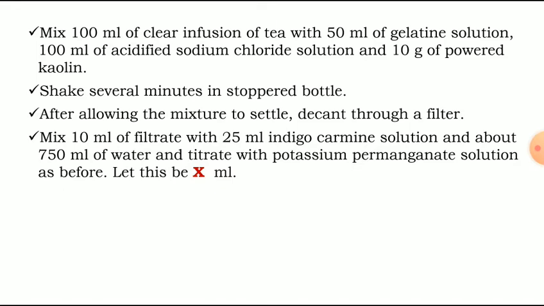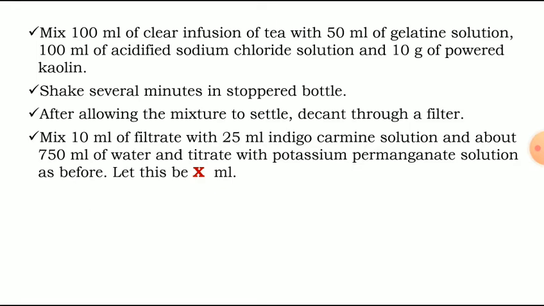In the previous part we took 10 ml of the clear solution of tea. In this part we have taken 100 ml of clear infusion of tea. Into that we have added 50 ml gelatin solution, then 100 ml sodium chloride acidified solution, and 10 gram powder kaolin, then shaken in a stoppered bottle. That will be the entire mixture.